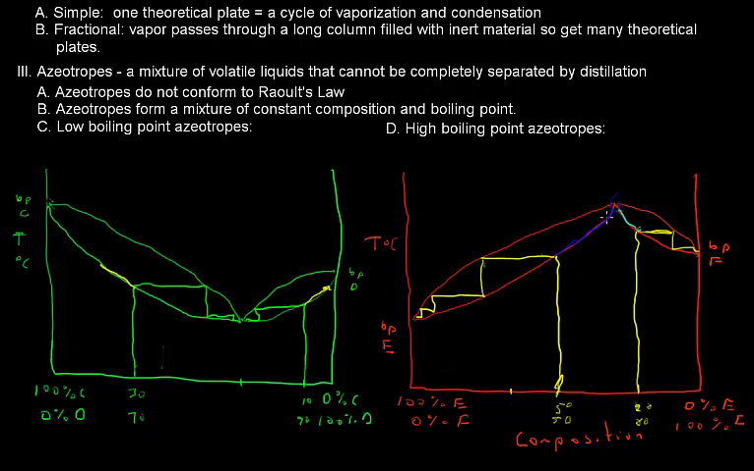So the point is here that in some cases you get a low boiling point azeotrope, and the boiling point of a low boiling point azeotrope is below the boiling points of both pure components. And in some cases, azeotropes are high boiling point azeotropes, in which the boiling point at the azeotropic composition is above the boiling points of both components. But at that composition, you cannot separate the two compounds.